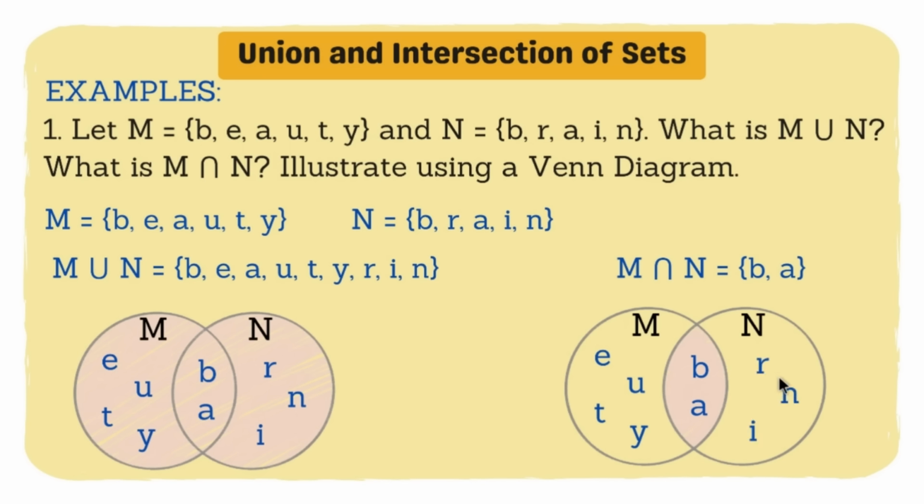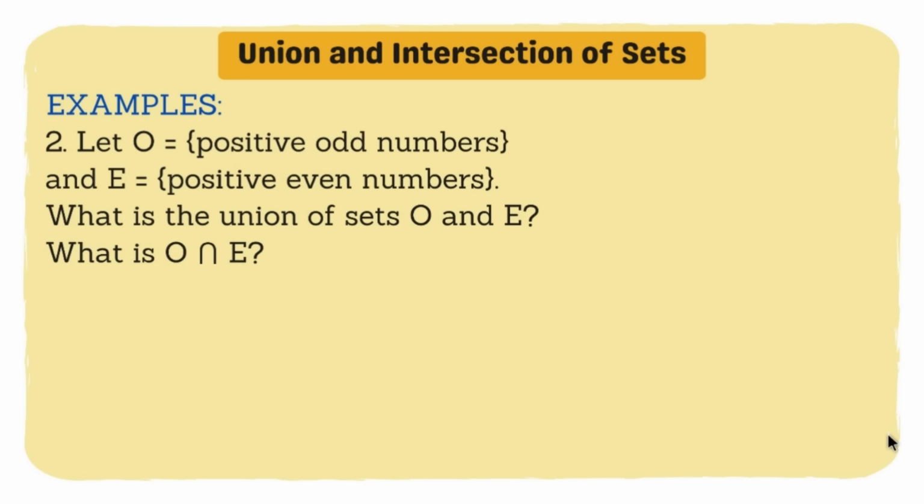And then we have here R, I, N ang naiwan sa set N. Okay? So that's the difference between the Venn diagram of union and intersection. Yung shading lang po natin, no? Okay, let's have example number 2.